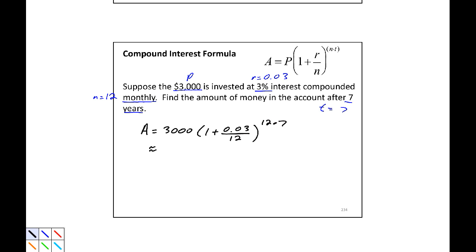I'm going to input this in a calculator: 3,000 parentheses, 1 plus 0.03 divided by 12, close parentheses, to the, open parentheses, 12 times 7. We often write this in this way to make sure that we don't lose anything. Closing all my parentheses, enter, I get 3,700.37064, which will round to $3,700.06. And that is the amount of money in the account over 7 years.